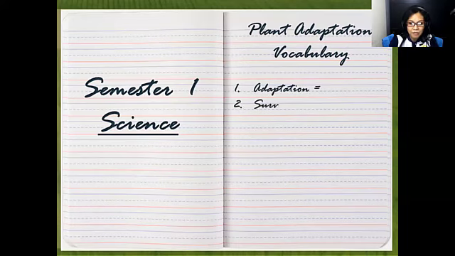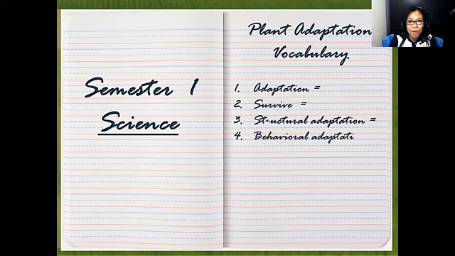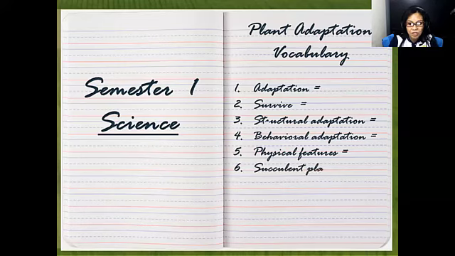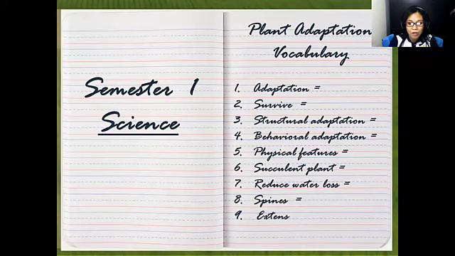Number 1, adaptation. Number 2, survive. Number 3, structural adaptation. Number 4, behavioral adaptation. Number 5, physical features. Number 6, succulent plant. Number 7, reduce water loss. Number 8, spines. Number 9, extensive roots. And number 10, shallow roots.